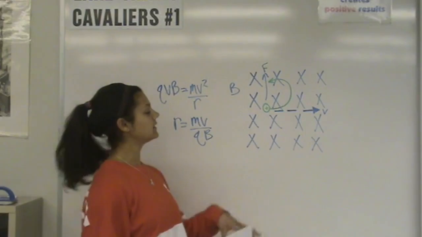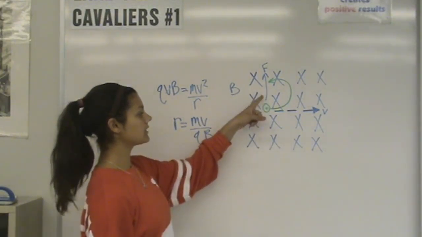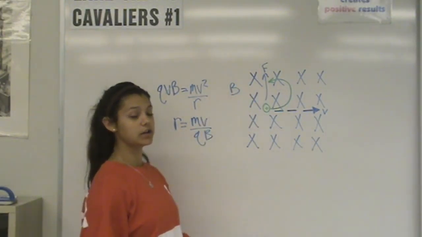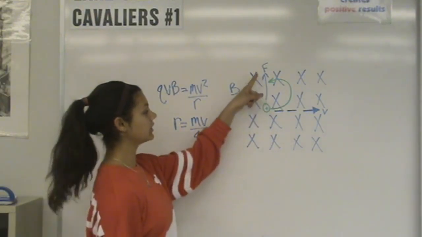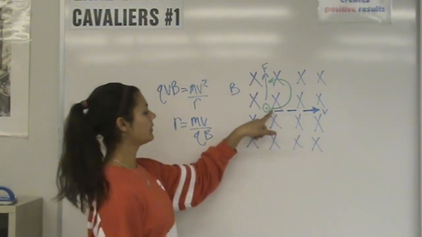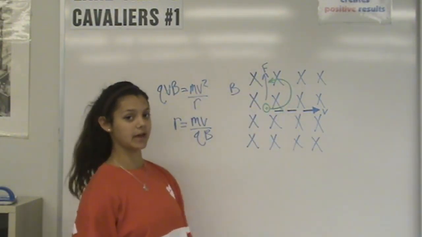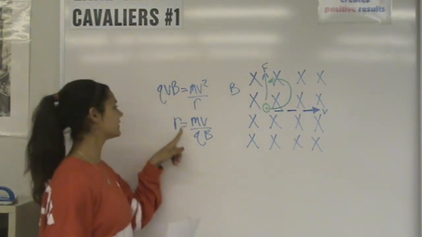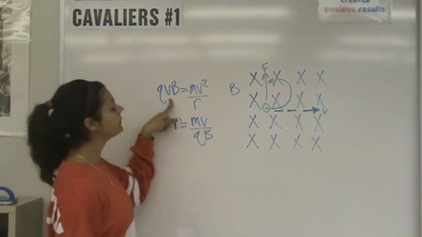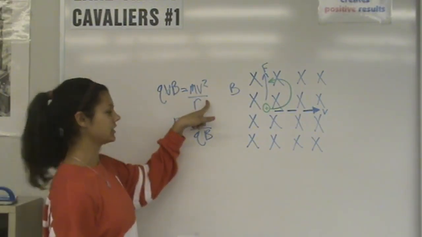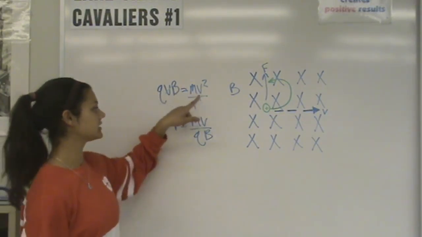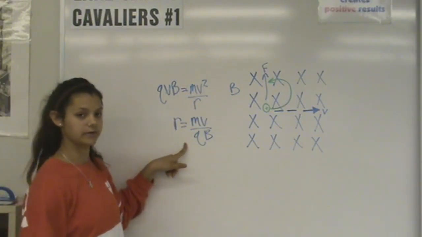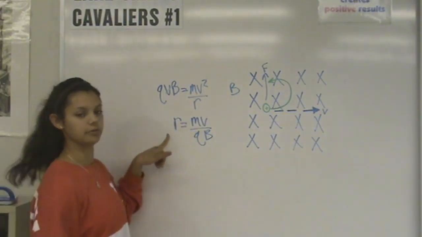Whenever a particle is in a magnetic field, if the force that you find using your right-hand rule is 90 degrees to the velocity, the particle will have a circular path because of the centripetal force that is being created. So in order to find the radius, you set magnetic force equal to circular motion force, the v's cancel out, and you get an equation for radius, r equals mv over qB.